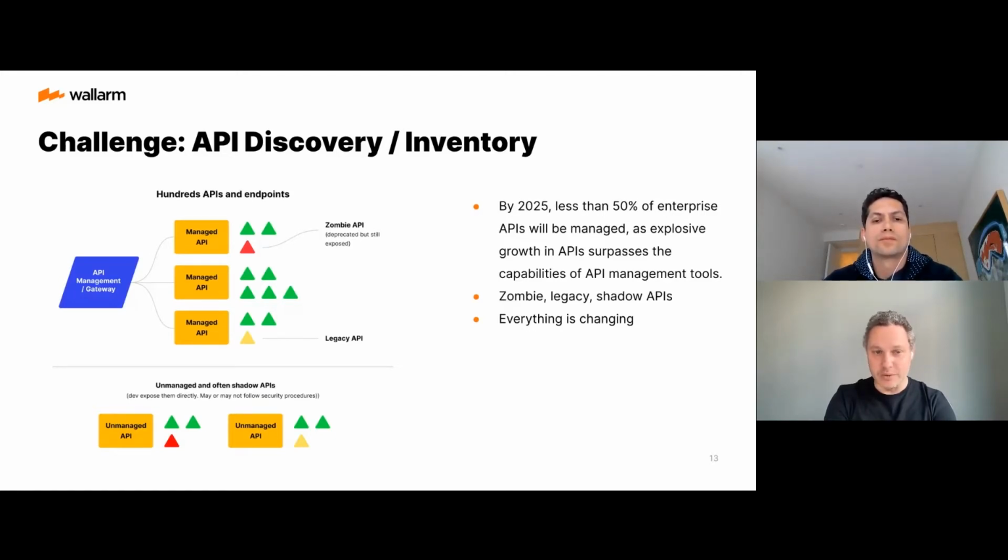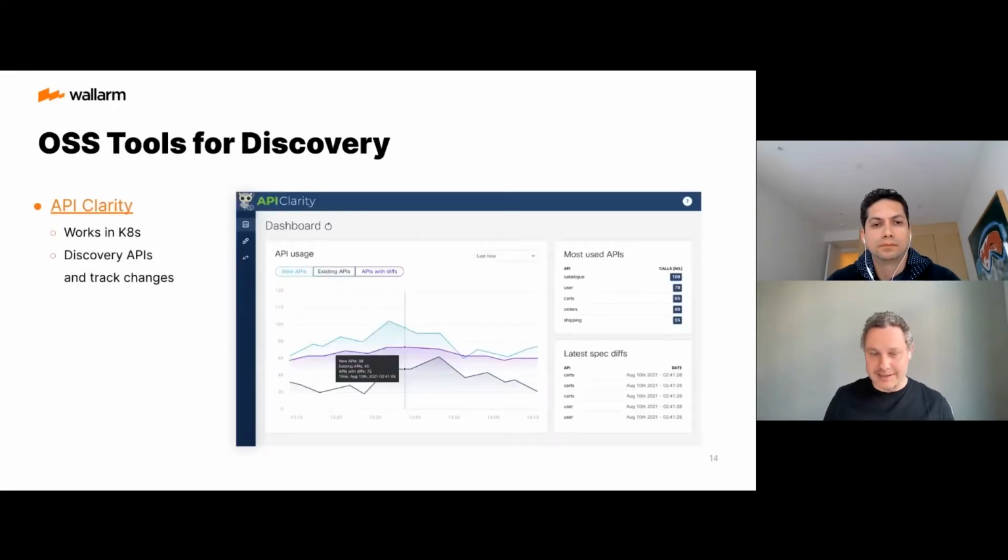So they wouldn't be a part of your API gateway or similar. So it's crucially important to know what is actually out there, because every API endpoint can expose sensitive data. For that, you need to have some kind of discovery tools.